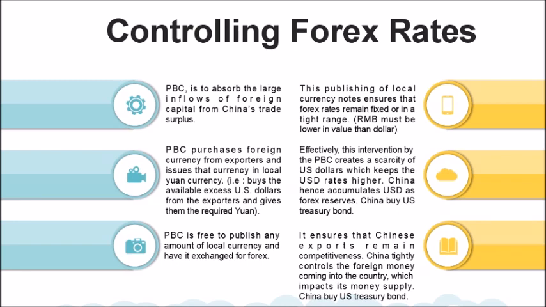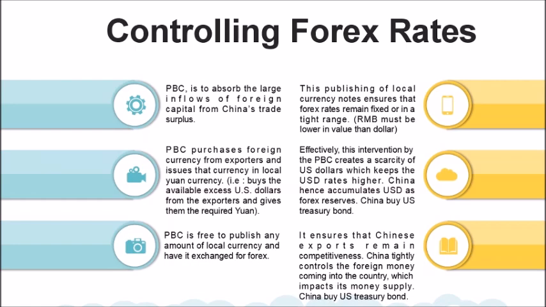On controlling the forex rate, the Bank of China is to absorb the large inflow of foreign capital from China's trade surplus. Bank of China purchases foreign currency from exporters and issues the currency in the local yuan, meaning that they buy the available excess of US dollar from the exporters and give them the required yuan. The Bank of China is free to print any amount of local currency and have it exchanged for forex. This printing of local currency notes ensures that the forex rate remains fixed or in a tight range.